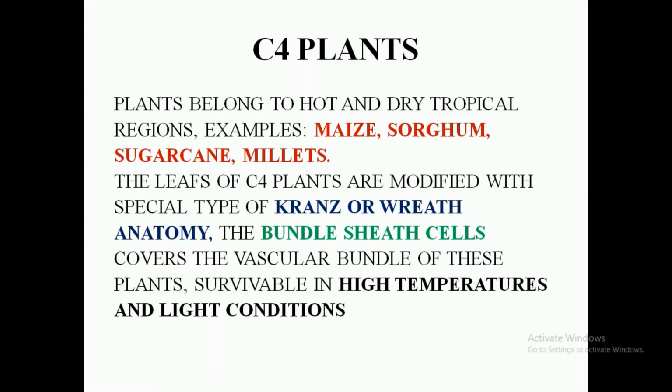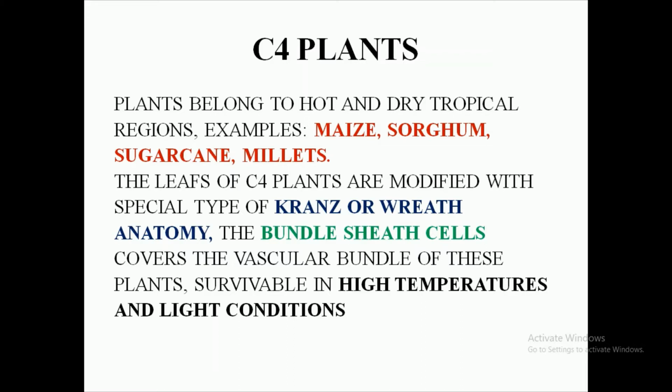C4 plants are basically those belonging to dry and tropical regions, for example maize, sugarcane, sorghum and millets. These C4 plants, which survive in conditions of high temperature and high light intensities, have a specialized or modified type of leaf anatomy which is known as Kranz or wreath anatomy.